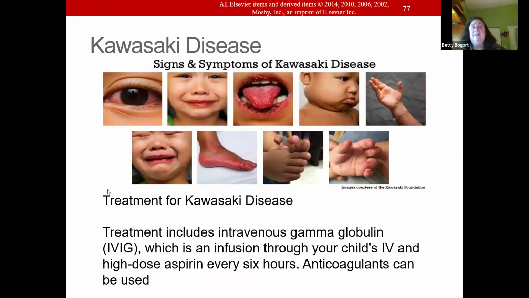Treatment. This is the time we give aspirin to children, the only time. High dose aspirin. Sometimes they'll even put them on anticoagulants. Why? Well, it's systemic vasculitis. The vessels are inflamed. We want the blood to flow through, right? And then because it's viral, we give intravenous gamma globulins, IVIG. So IVIG, high dose aspirin, and also, or maybe one or the other, anticoagulants.